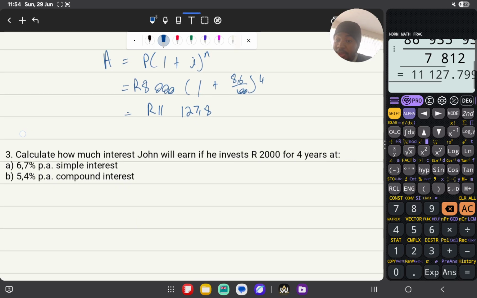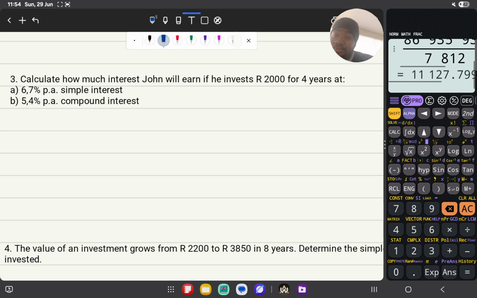Right, let's see what we have here. Calculate how much interest John will earn if he invests 2,000 rand for 4 years. We have simple interest and we have compound interest. We are basically trying to compare the two.